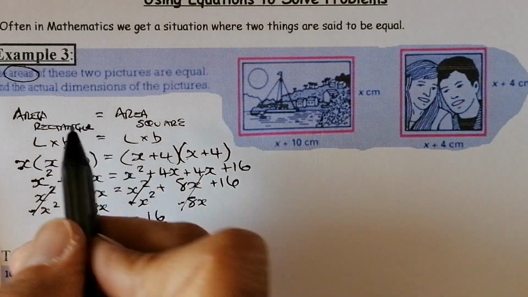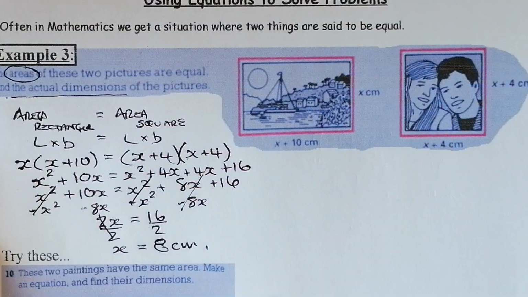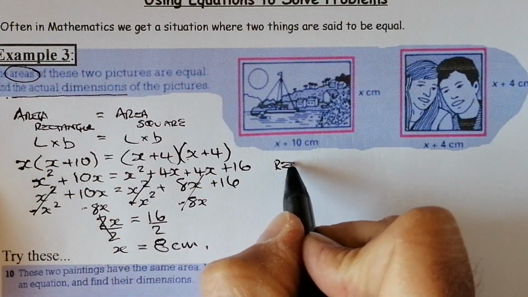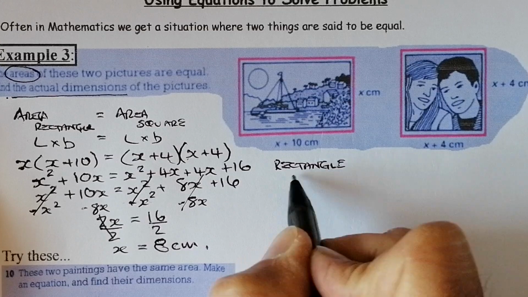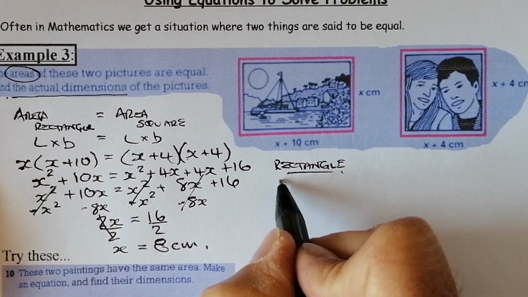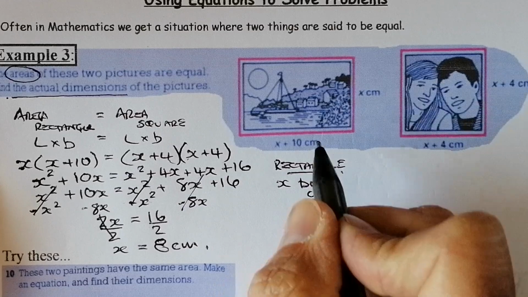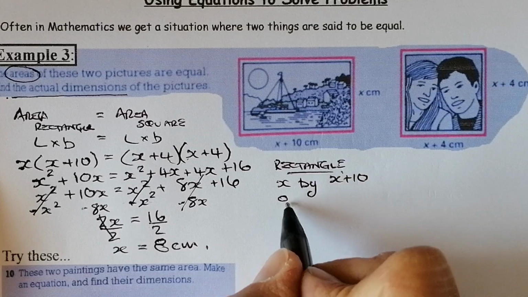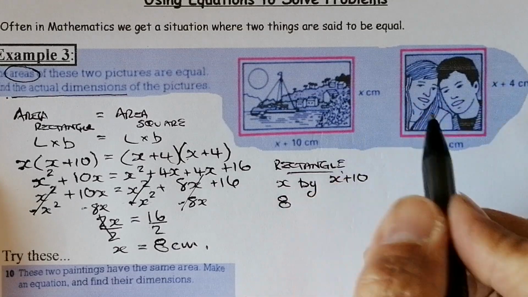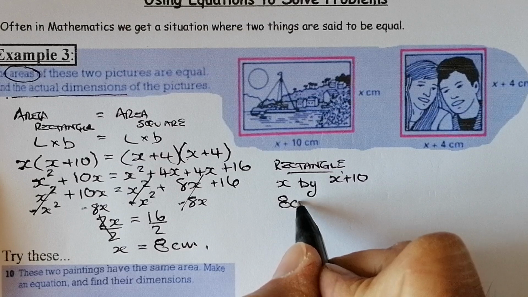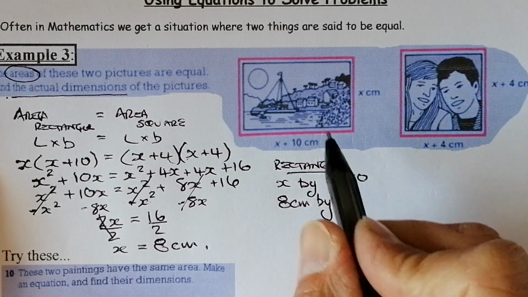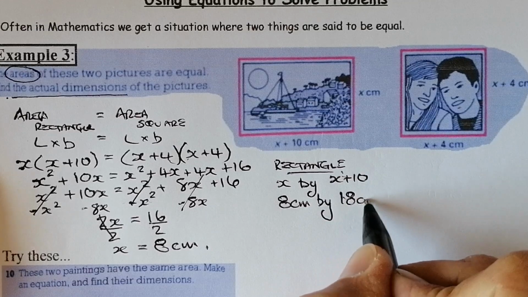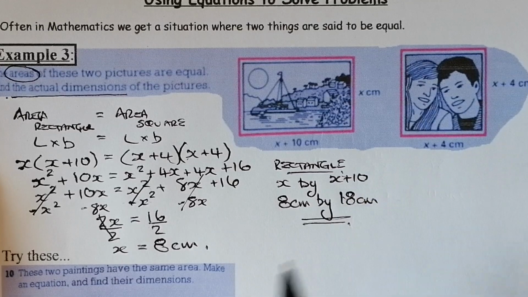What the question asked us to do though was to find the actual dimensions of the pictures. Okay, so let's just do that here. So the rectangle is going to be x, I'll just say by x plus 10. Okay, so what that's going to be is 8 centimetres, because that's going to be that x that's up the top there, 8 centimetres by, and it's going to be 8 plus 10 is going to be 18 centimetres. So there's the dimensions of the rectangle.